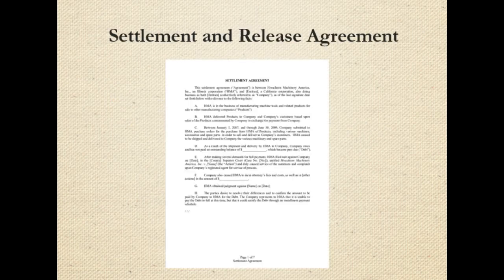This is an example of what a settlement and release agreement look like. In a typical settlement agreement, the defendant usually agrees to pay a certain sum of money, and in exchange, the plaintiff agrees to waive all claims and release the defendant from any liability.